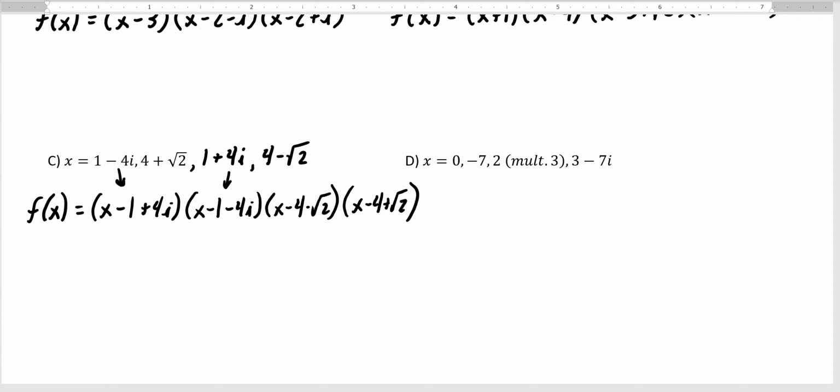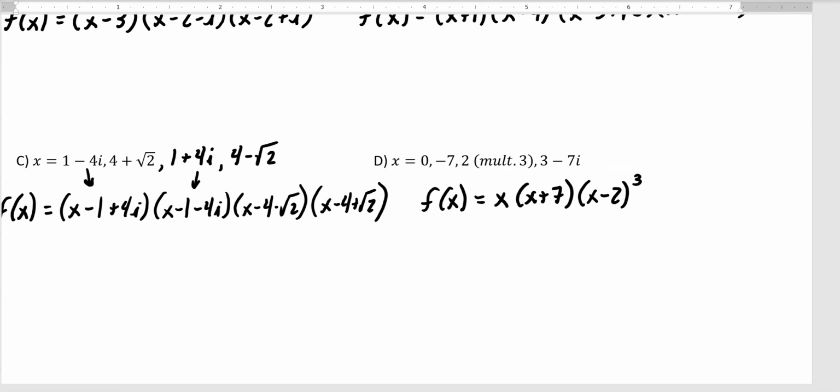Now for this last one, let's see here. We have f of x equals a 0, so that's just x. Negative 7 is a 0, so that'd be x plus 7. 2 is a 0, so that'd be x minus 2, and it has a multiplicity of 3. So 3 would go there. Now 3 minus 7i is a 0, so its complex conjugate 3 plus 7i must also be a 0. So I'd have x minus 3 plus 7i and x minus 3 minus 7i.